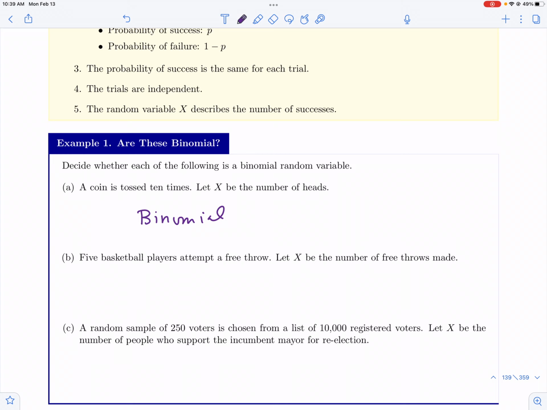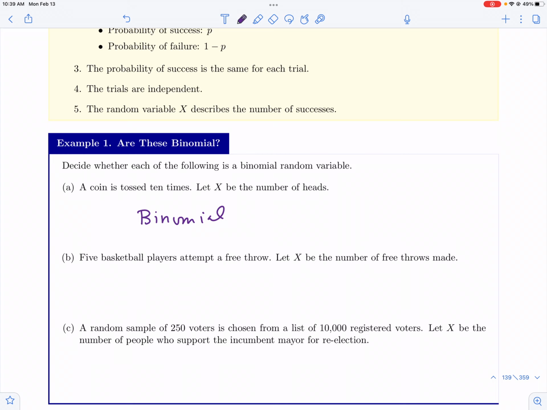All right, so for B, we've got 5 basketball players attempt a free throw. Let X be the number of free throws that are made. So this one, be careful, because at first glance it looks like it could be binomial, because they either make the free throw or they don't make the free throw. And that would be true if we had a single basketball player shooting each of these different free throws.